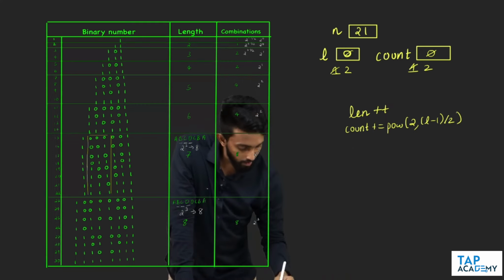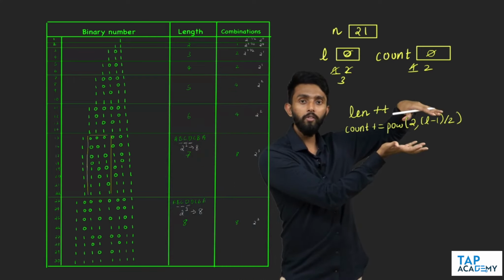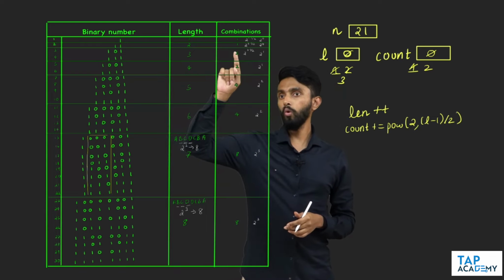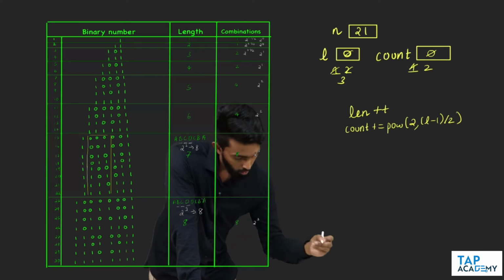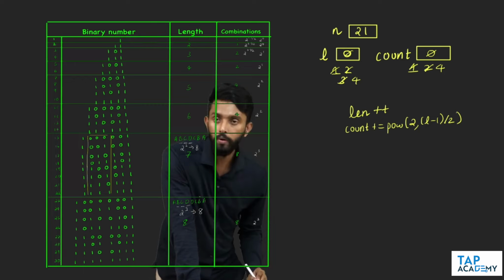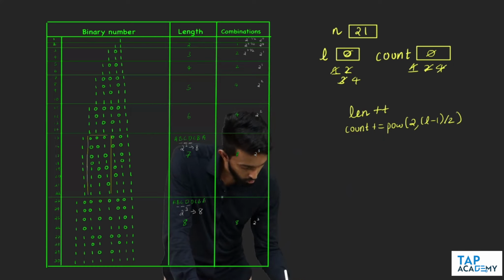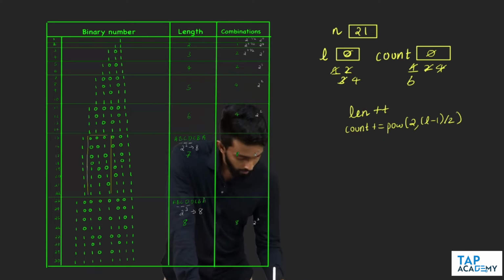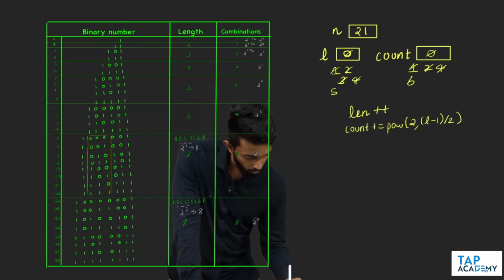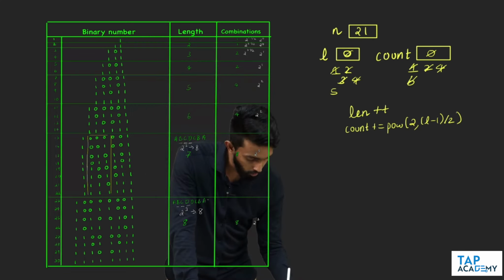Great. I will again increment length. Now I want to find out how many combinations are there for length 3, and add it to the total count. For 3, you will have a total of 2 combinations. So 2 plus 2 is nothing but 4. Then I will make it 4. If I make it 4, then you have a total of 2 combinations. So 4 plus 2 happens to be 6. Then I will increment length to 5. For 5, you have a total of 4 combinations. So 6 plus 4 will become 10.